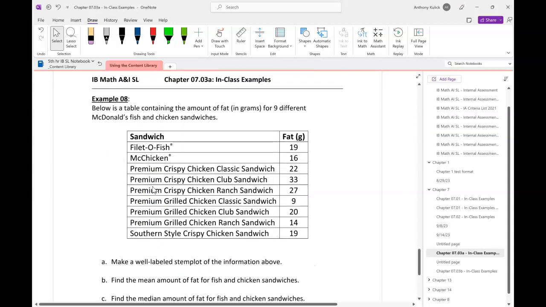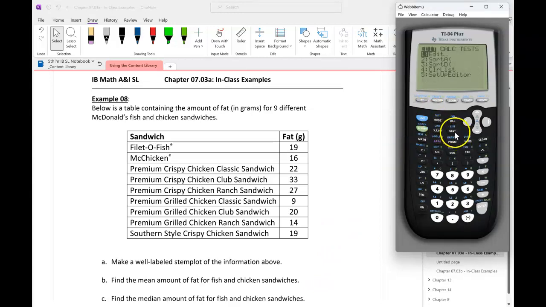Make a stem plot. What do you need for the stem plot? You need the 5-figure summary. You need that 5-figure data. So you need the min, Q1, Q2, Q3, max, right? So how are we going to get those? I would enter that data into my calculator and let the calculator handle it. I think it'll be faster than even trying to order them on the number line.